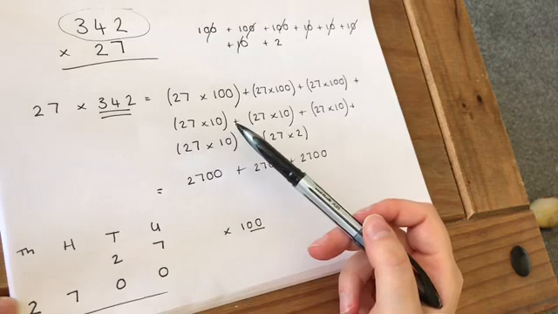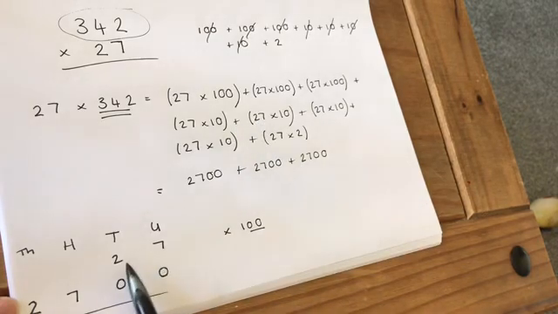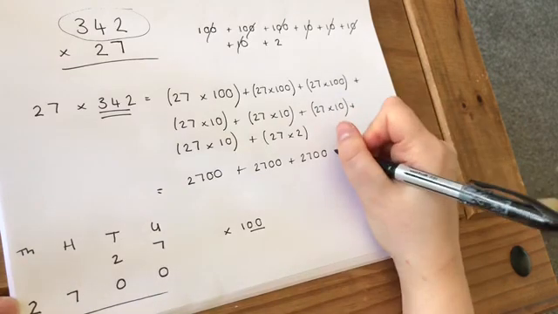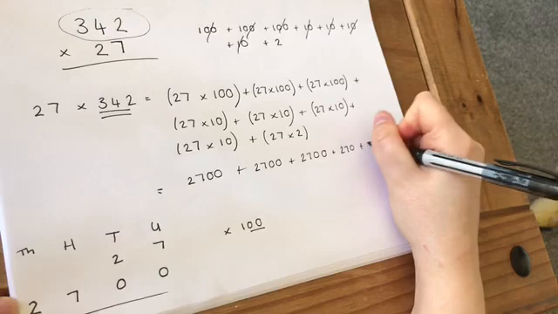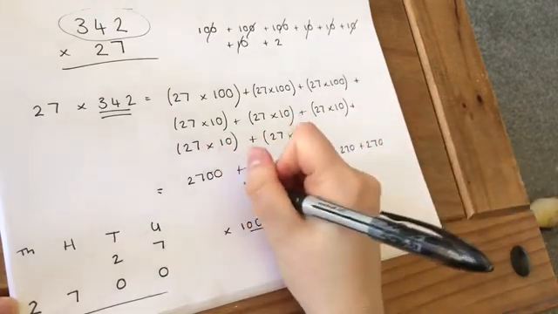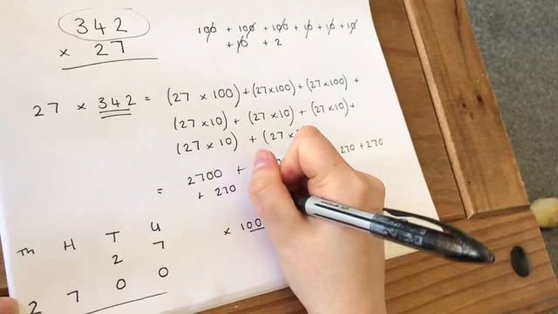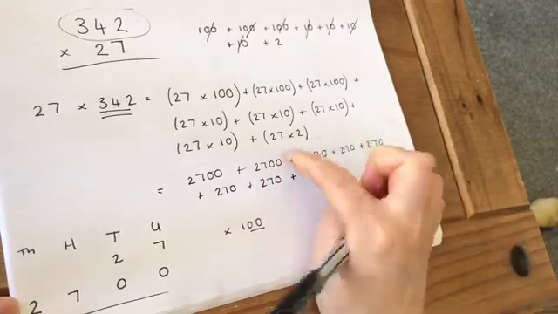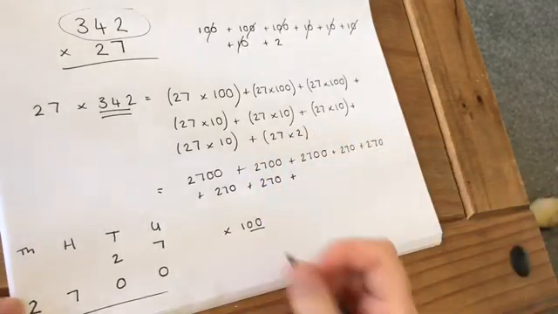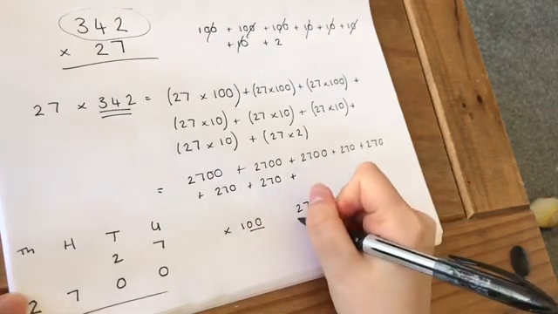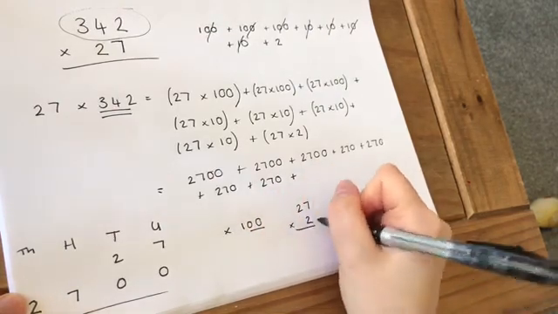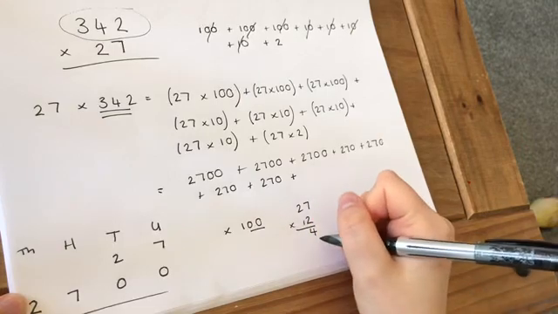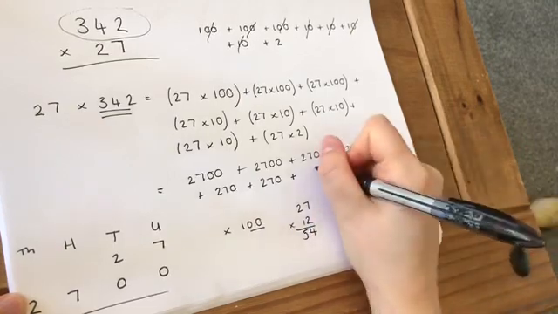Do the same for 27 times 10, so that would be the 27 again, times by 10, but not 100 this time, so we would only have moved 1 column instead of 2. Our 2 would move here, our 7 would move here, and we'd have 270. So plus 270, plus 270, plus 270, plus 270, plus that last one, 27 times 2. If you need to, write it out in a sum. 7 times 2 is 14. 2 times 2 is 4, plus that 1 is 5, so we've got 54.